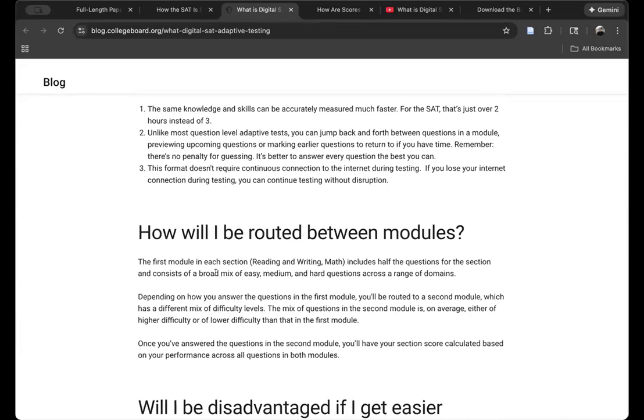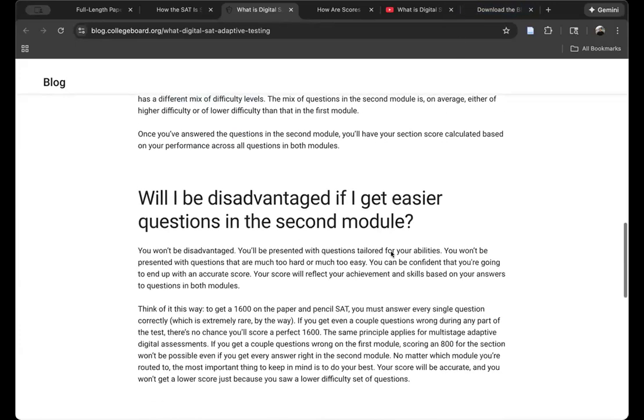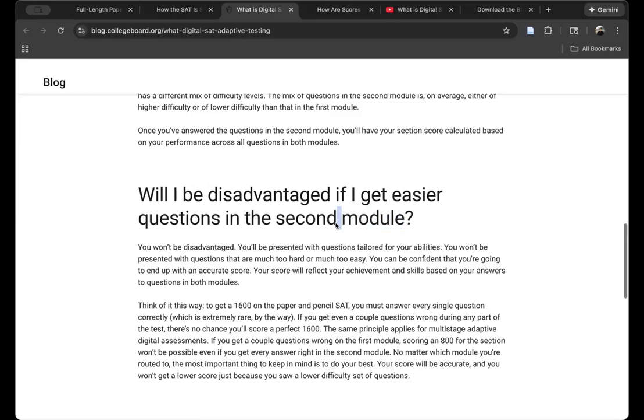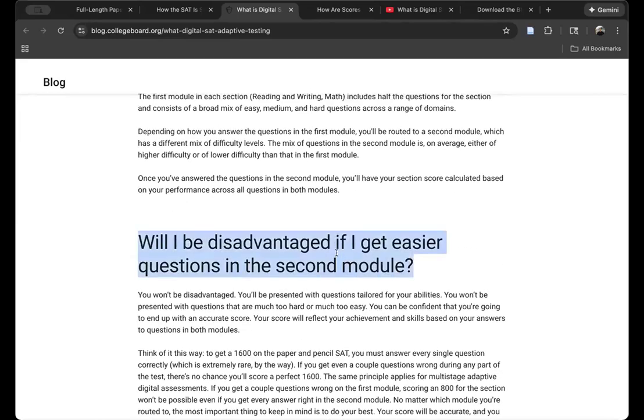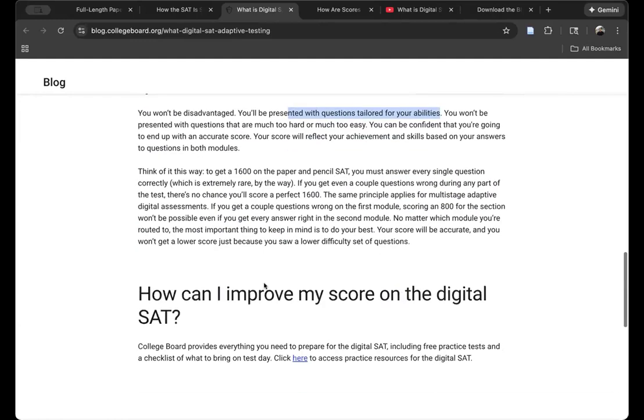The modules will be divided into easy, medium, hard. Depending on that, the future modules will have different mixes of difficulties, and this will calculate your score accordingly. It'll be scaled accordingly. And again, students will not be disadvantaged in any way because these questions are tailored to their abilities. And the score is going to calculate that accordingly.